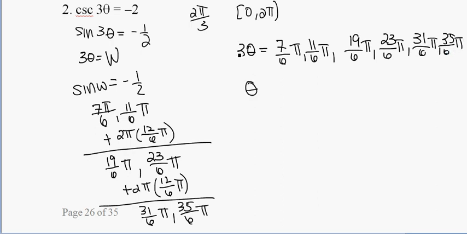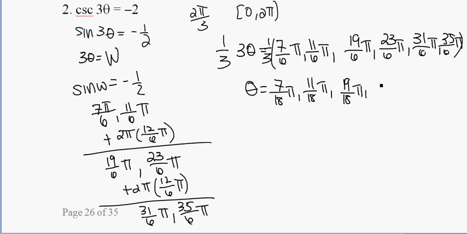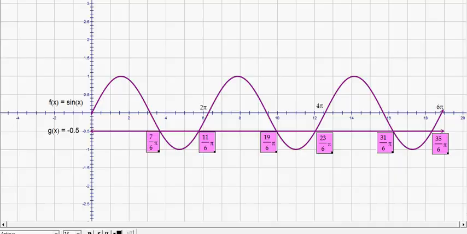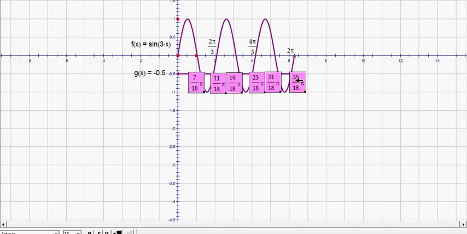So if I want to get theta all by itself, I just multiply both sides by 1/3. So I get 7/18 pi, 11/18 pi, 19/18 pi, 31/18 pi, and 35/18 pi. And notice that 2 pi in terms of 18ths would be 36 over 18 pi. So we want to make sure that all of our answers are in between 0, including 0, but not equal to 2 pi. So 35/18 is less than 36 over 18 pi. So therefore all 6 of these answers are appropriate, and they correspond with the 6 answers that we have on this graph right here. Same exact answers.